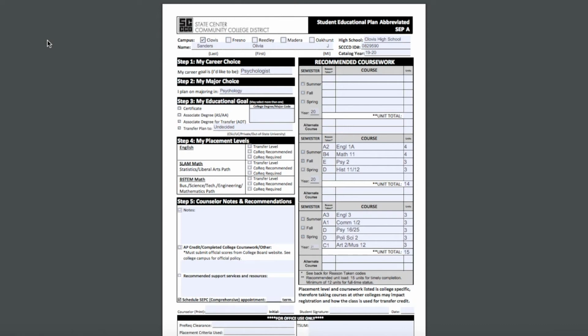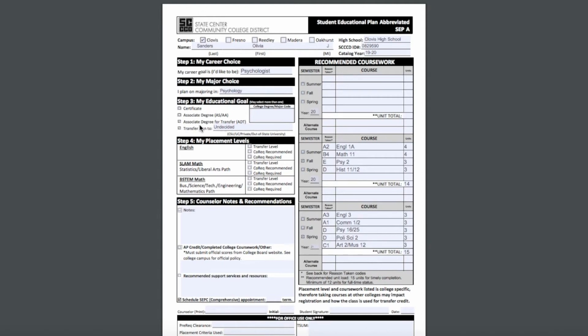Hi, today we're going to be going over an abbreviated student educational plan, also known as an SEP, which is a roadmap of what courses a student needs to take based on their major and their educational goal. So we're going to head over to step 1, which is the career choice, and they put that their career goal is a psychologist. Step 2 is the student's major choice, so they're planning to major in psychology.